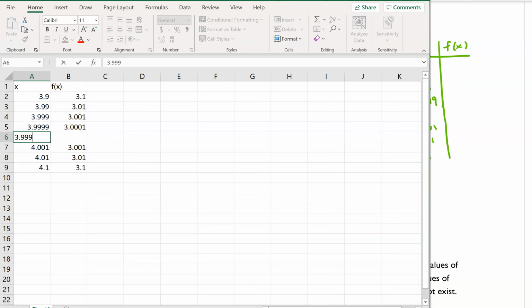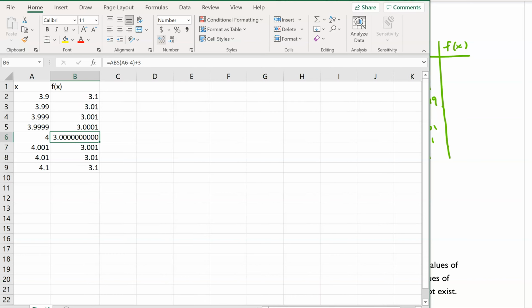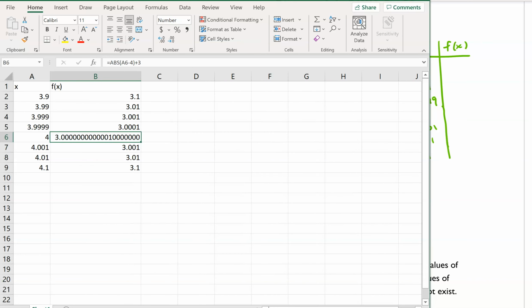So let's do 3.99999999999. So this, even though I put 3.9999, with a lot of nines, Microsoft Excel is rounding it to 4, and then here it's rounding this number to 3, when in reality, it's really 3.00, a bunch of zeros and then a 1 at the end there. But all of that is to say, basically, as we approach x equals 4, the y values, or the output values, are approaching 3.